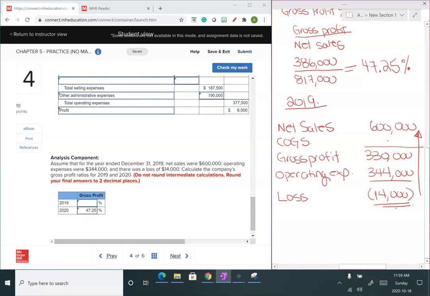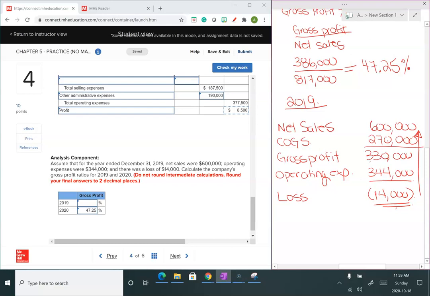And now I can take the difference. So if my net sales are 600 and if I minus my gross profit of 330, that means my cost of goods sold has to be 270,000. So then again, do the math downwards again. 600 minus 270 does in fact equal 330,000.